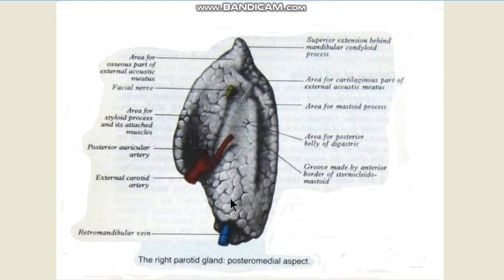And if you look at the posteromedial surface, again here it is indented by the mastoid process. That means the sternocleidomastoid here on this impression and the posterior belly of the digastric here on this impression. And further on its deeper side you can see the indentation by the styloid process and its attachments. So if the styloid process indents the parotid gland on the posteromedial surface, here you can make out a pre-styloid process and a post-styloid process.